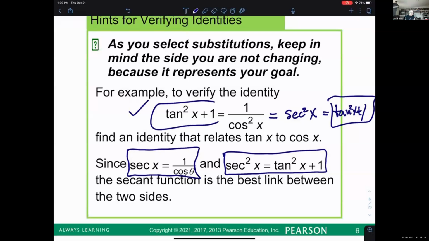In this case, we just modified the right side until we got it to look like the left side. And you could have done it the other way around. We could have started with the left side, changed that to secant squared, changed that to 1 over cosine squared, and then we could have verified that the left side can be made to look just like the right side to verify that identity. I guess that's what they're trying to get at here.